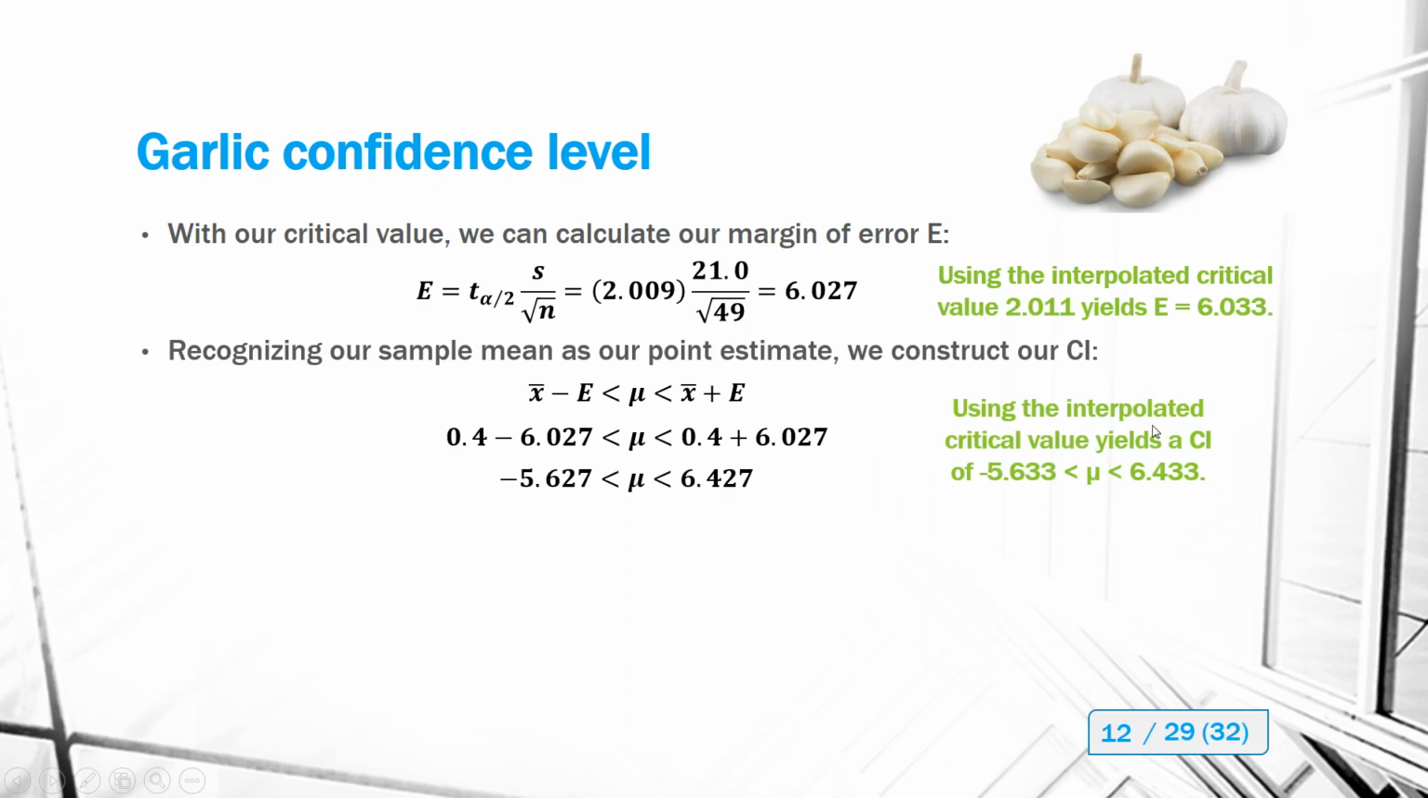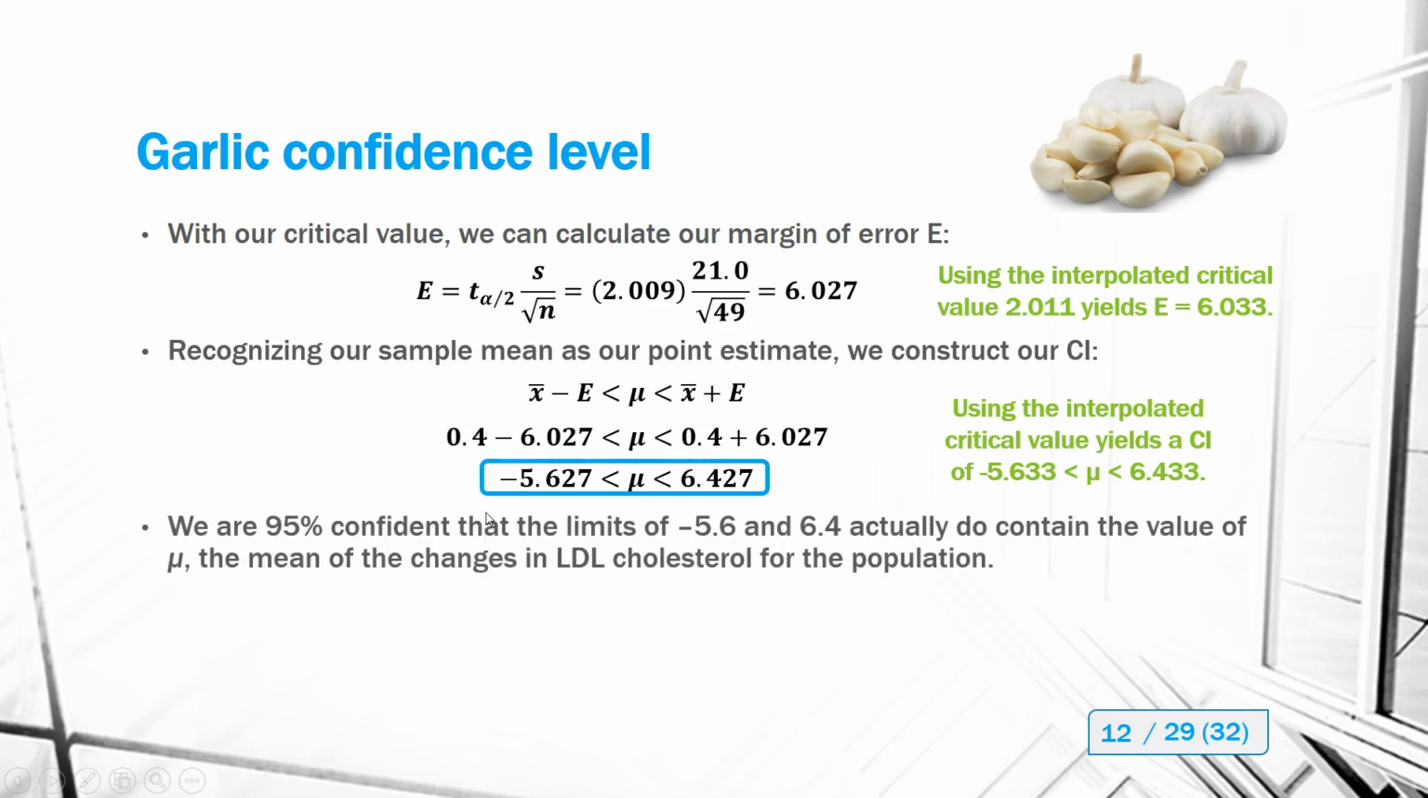Notice that if we use the interpolated value, we get negative 5.633 to 6.433. So up to 2 decimal places, we have an equivalent 95% confidence interval. So using that, just grabbing that value instead of doing the interpolation, seems to be working out okay for us. So we're just going to say this is our confidence interval at a 95% confidence level.